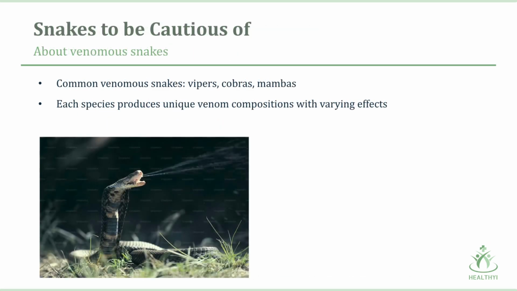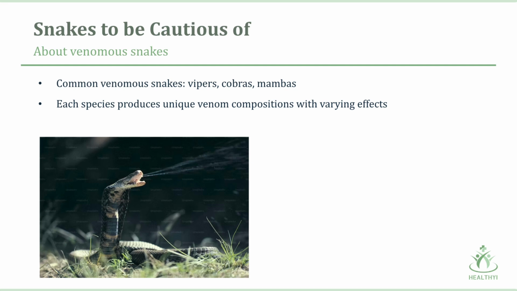Common venomous snakes that might bite people, to be cautious of, include the vipers, cobras, and mambas. Vipers are a group of venomous snakes that include species such as rattlesnakes, copperheads, and adders. Their venom contains a mixture of toxins that can cause tissue damage, intense pain, swelling, and in some cases lead to hematotoxic effects affecting blood clotting.